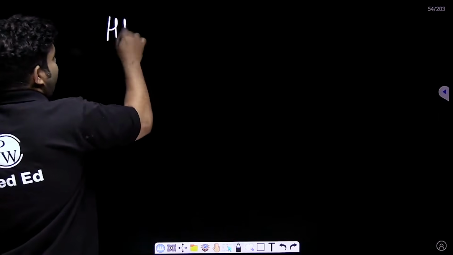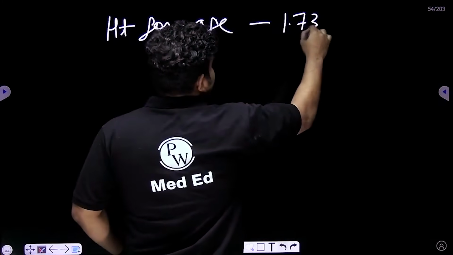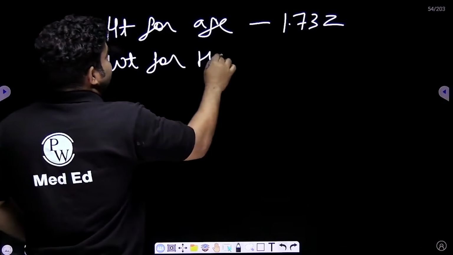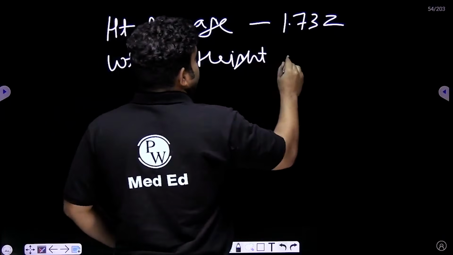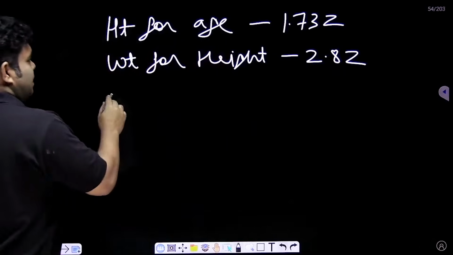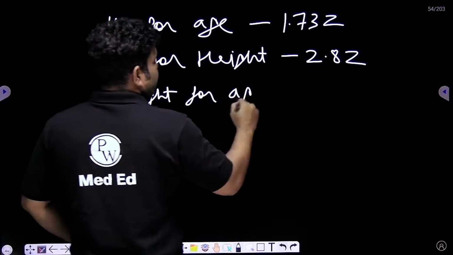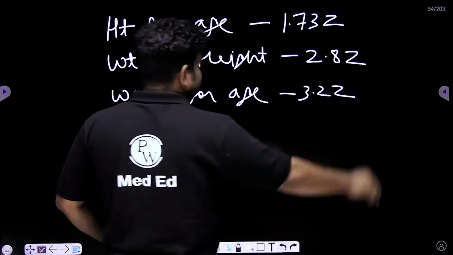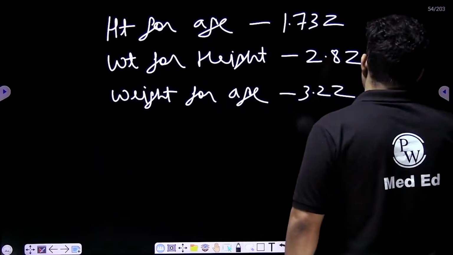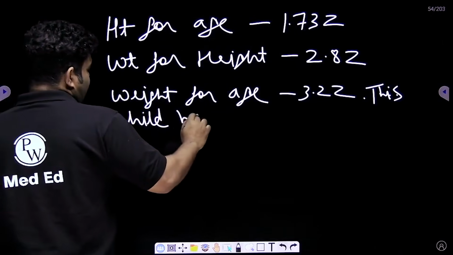The question is, height for age is minus 1.73 Z. Weight for height is minus 2.8 Z. And weight for age is minus 3.2 Z. These three criteria are given. Now, the question is, this child belongs to which category? This child has which thing?